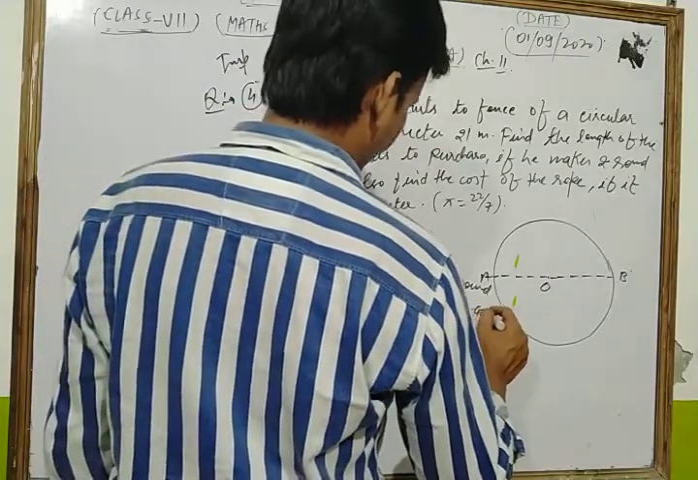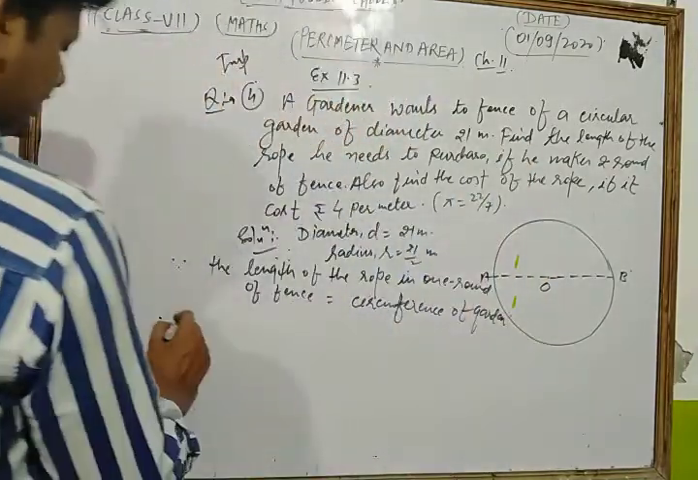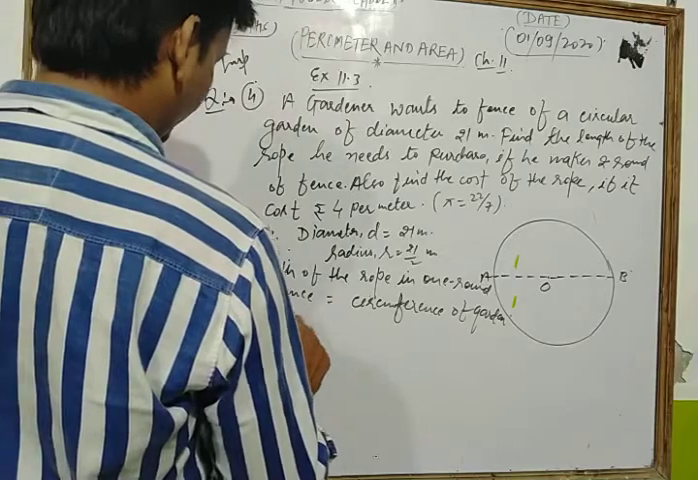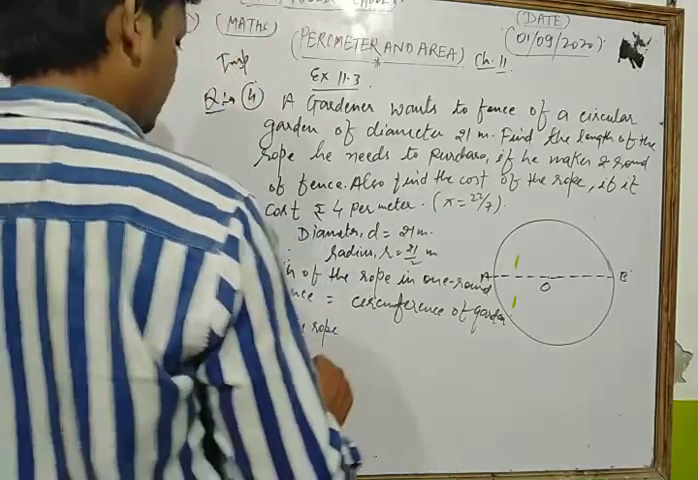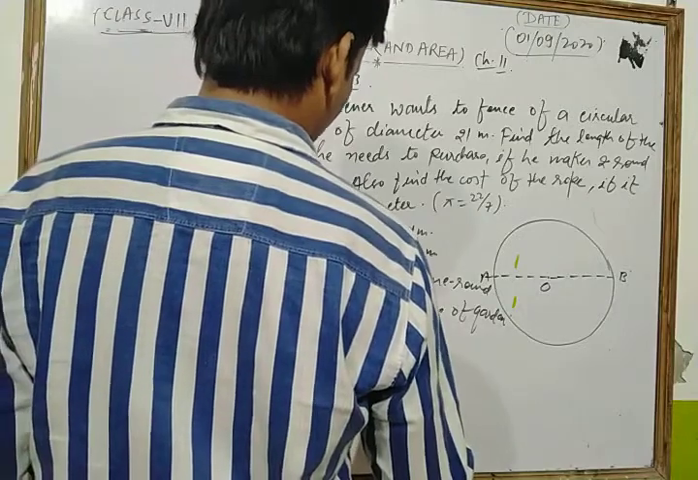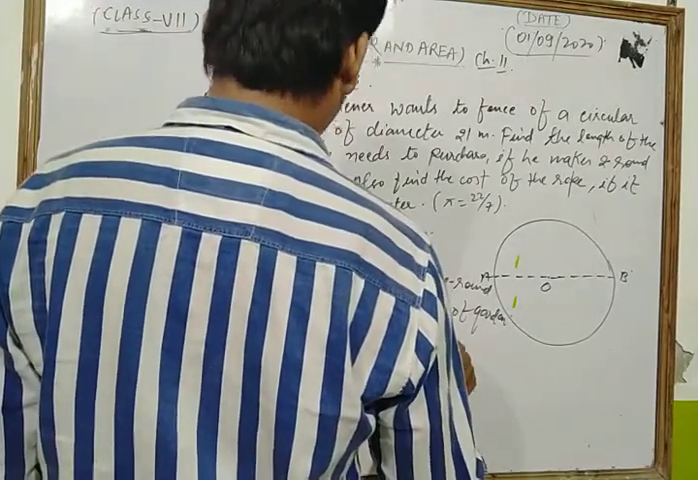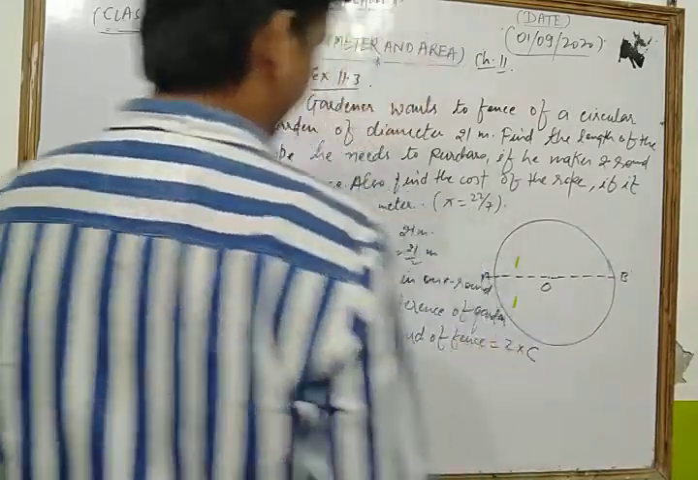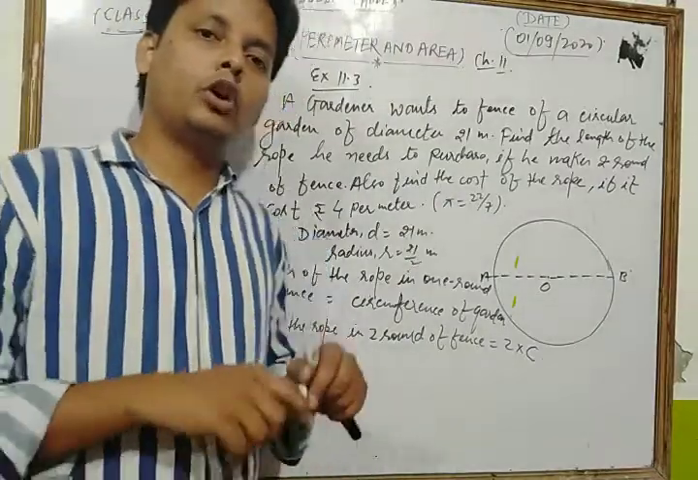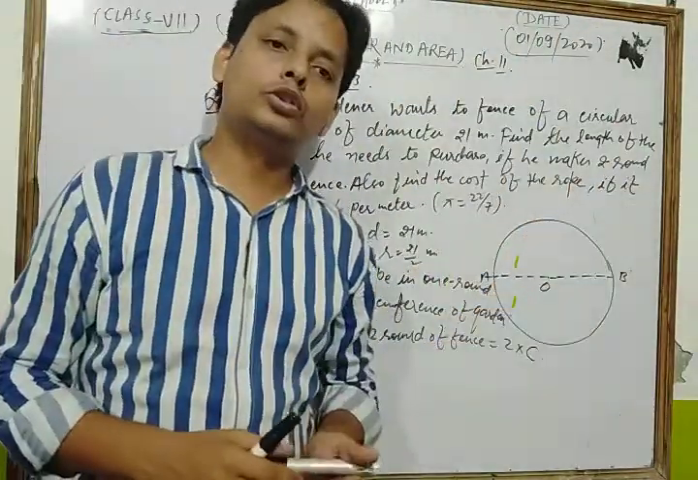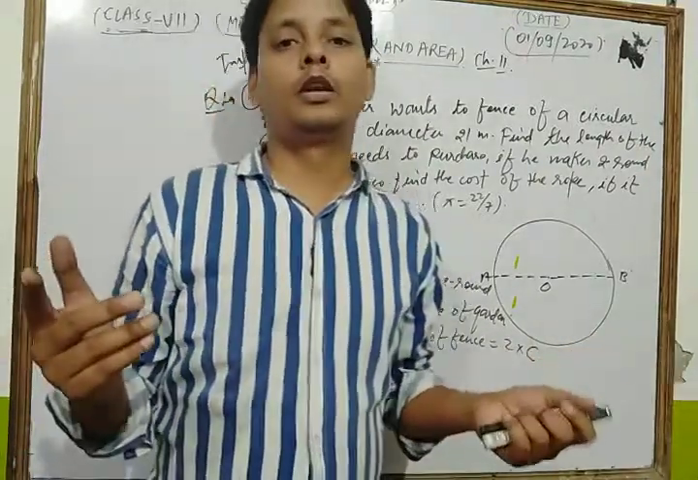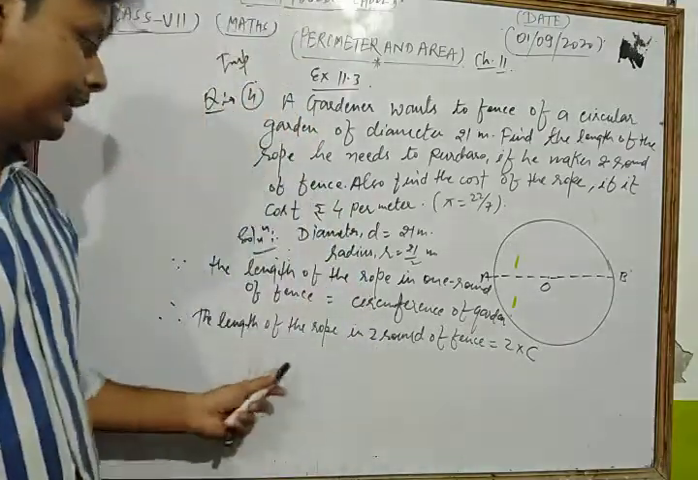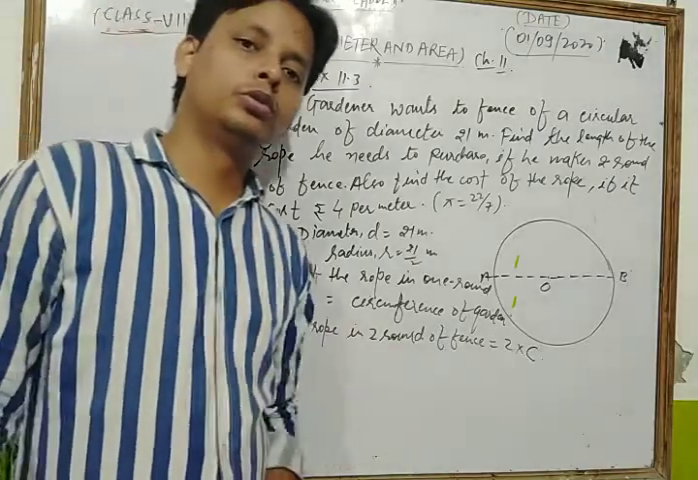So the length of the rope in 2 rounds of fence is equal to 2 into the circumference. Now clear, dear students? Because you know that the length of the outer boundary of any circular region is known as the circumference. So the length of the rope in 2 rounds of fence is 2 into the circumference of the garden.